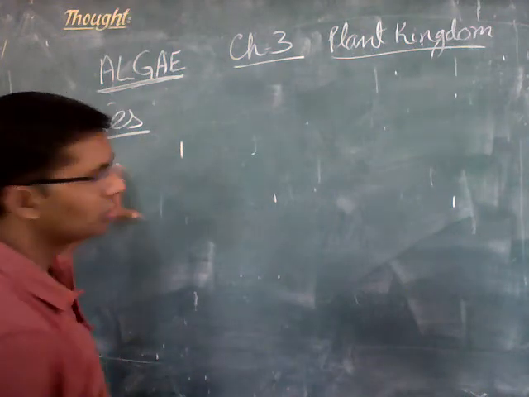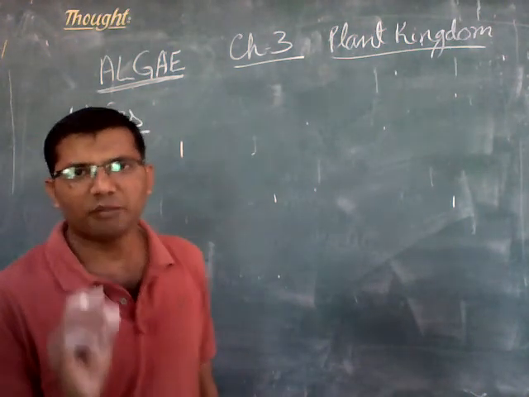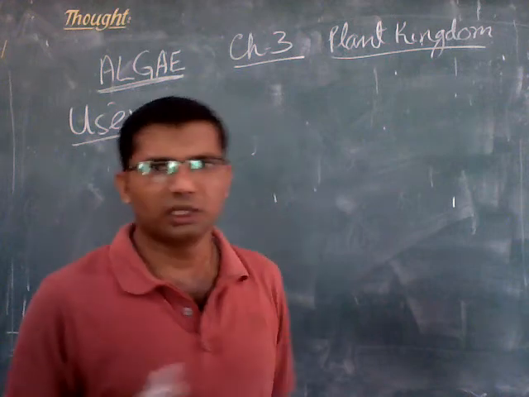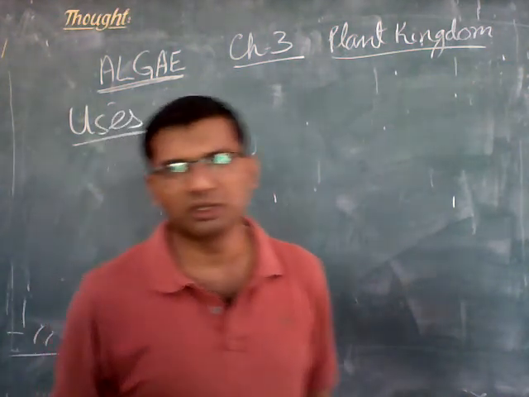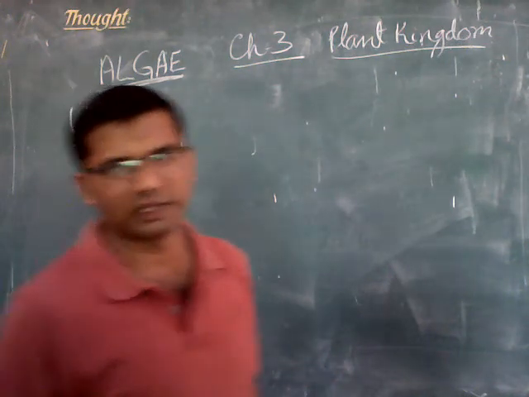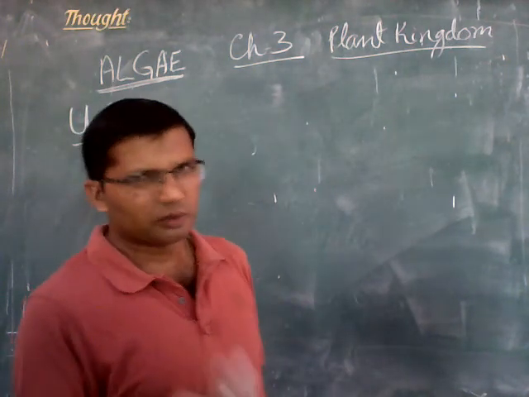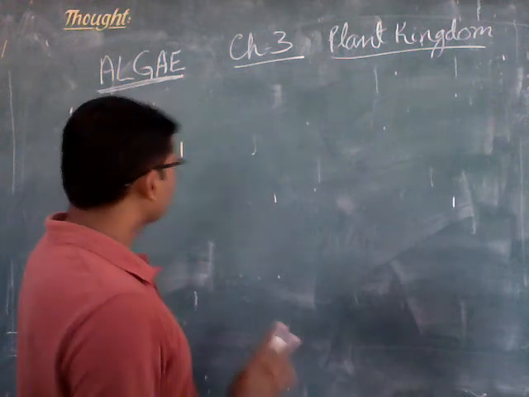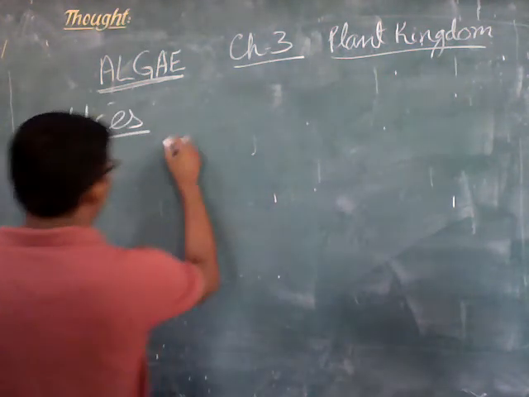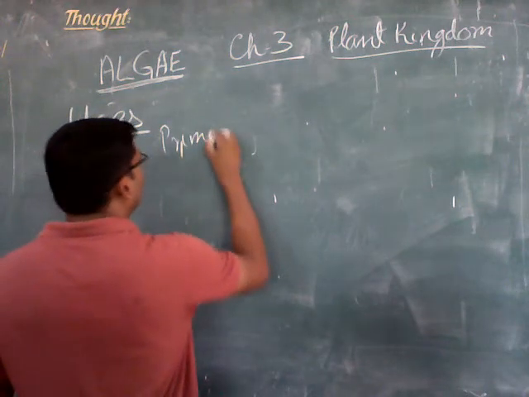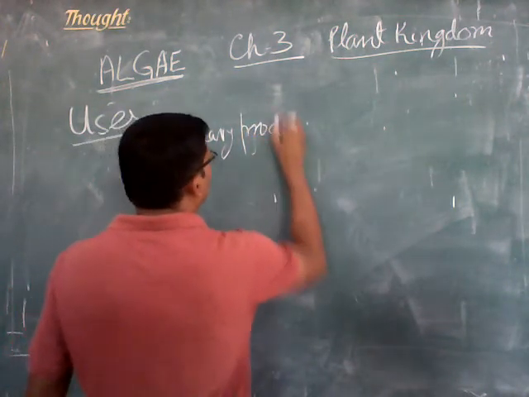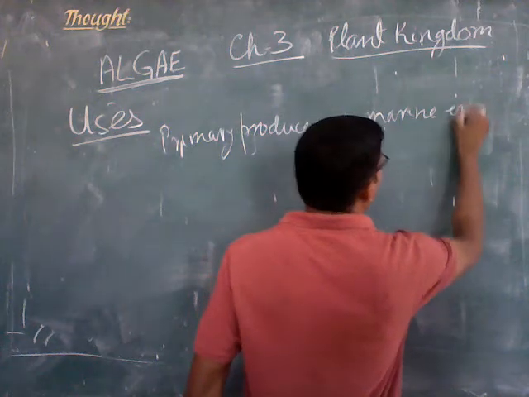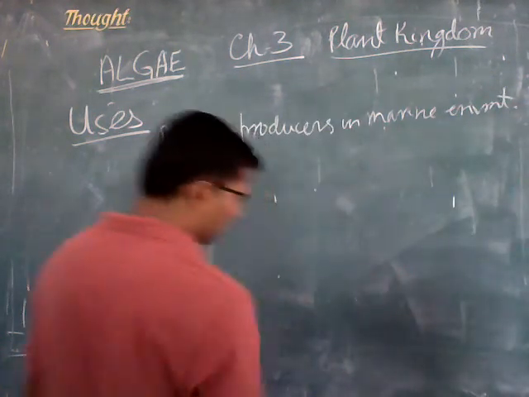Okay, so next subtitle. As you all know, algae are usually very small, microscopic organisms. They may be large, tree-like structures, like the giant kelps we saw earlier, but usually they are small organisms, and they are very abundant in the marine environment. In the ocean, the algae are the primary producers.